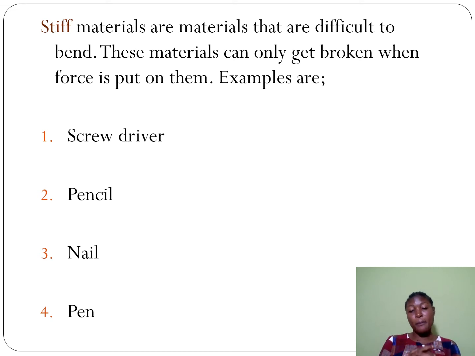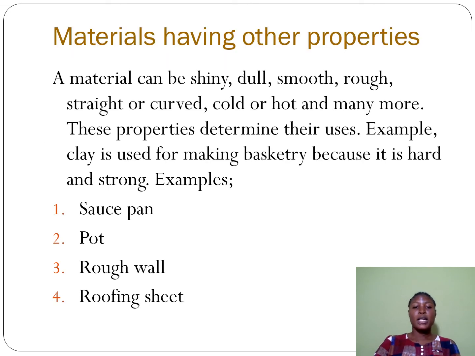So let's look at examples of such materials. 1, we have screwdriver. 2, we have pencil. 3, we have nail. And then 4, we have pen. There are a lot of stiff materials around that are not easy to bend, and anytime force is applied on them, they get broken.